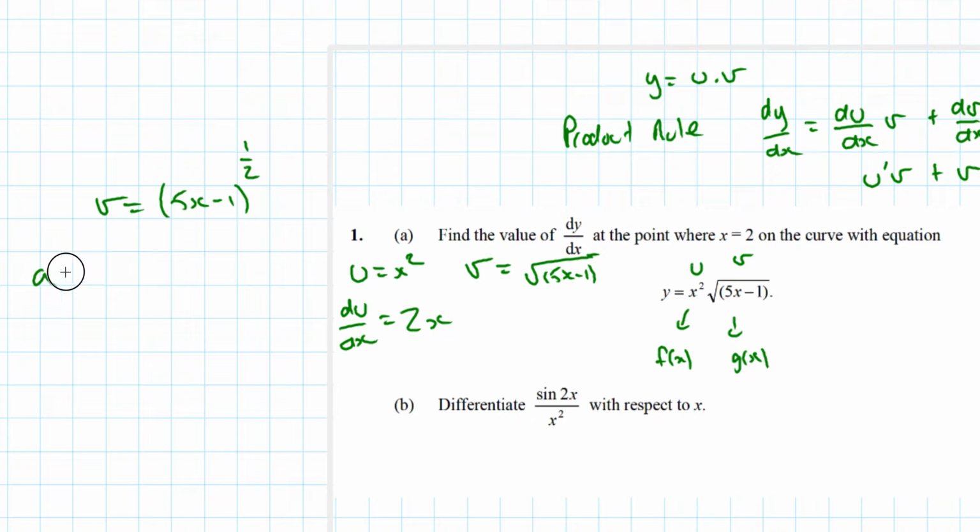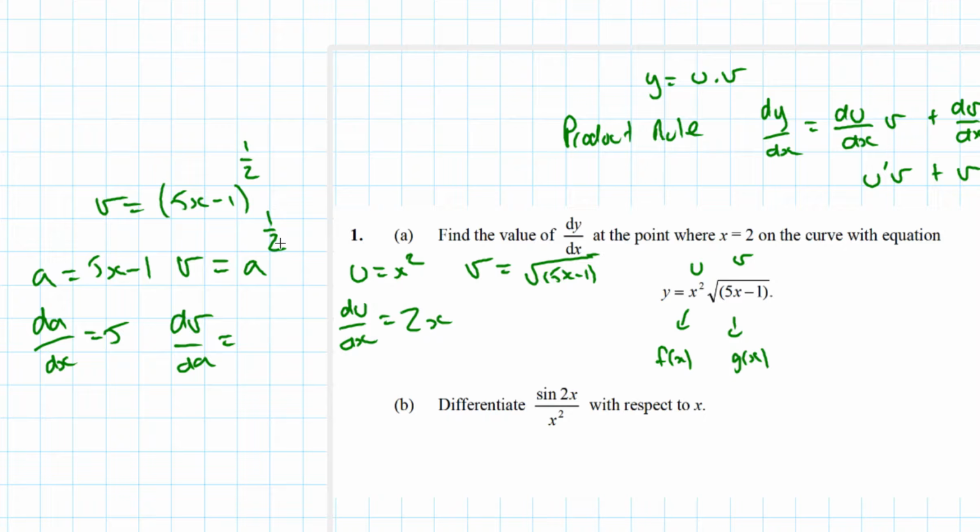So I'm going to say a is equal to 5x minus 1. So the chain rule is essentially used when we've got a function within a function. So here we've got 5x minus 1 inside a square root. So it's a perfect opportunity to use the chain rule. So take out substitution, a equals 5x minus 1, and da/dx is equal to 5. And here we've got v is now equal to a to the power of a half, because we replaced 5x minus 1 with a. And then when we differentiate, we get dv/da. And then we're going to times by the old power, so a half, and then reduce the power by 1, so it's minus a half.